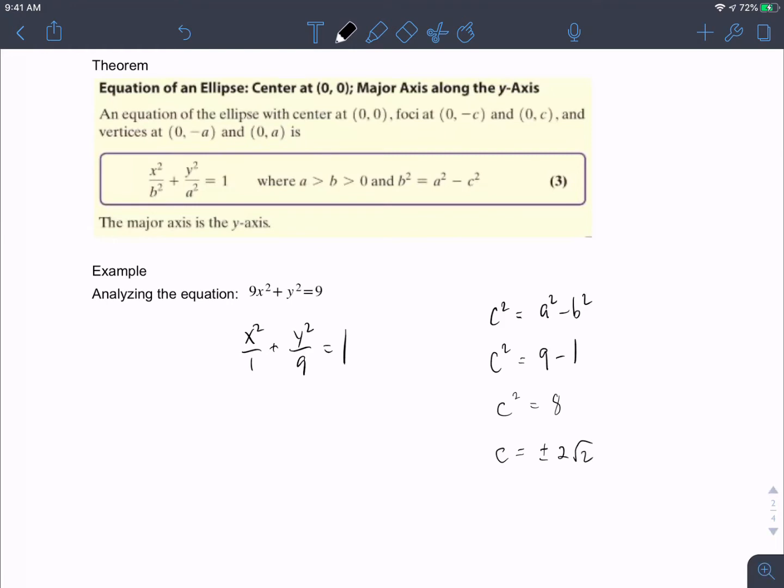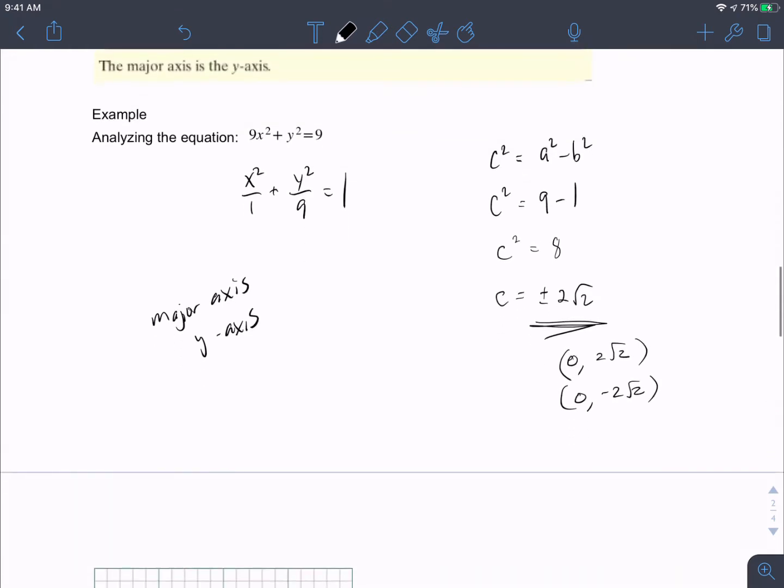And again, since the major axis on this one is the y-axis, this is going to be coordinates of 0, 2 radical 2, and 0, negative 2 radical 2 along the y-axis. So let's go ahead and graph this.